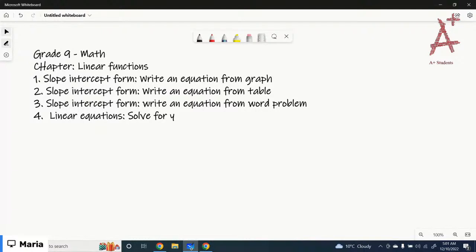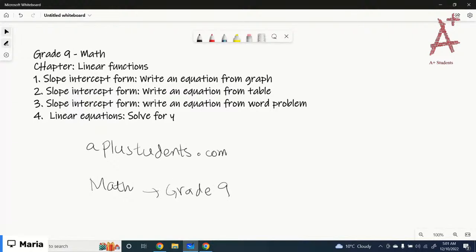So, you can find all the lessons on aplusstudents.com. You have to log in there using your email address, and the password is provided by the administrator. Then you have to select math from the subject tab. Scroll down to grade 9 maths. There you can find a list of the chapters.